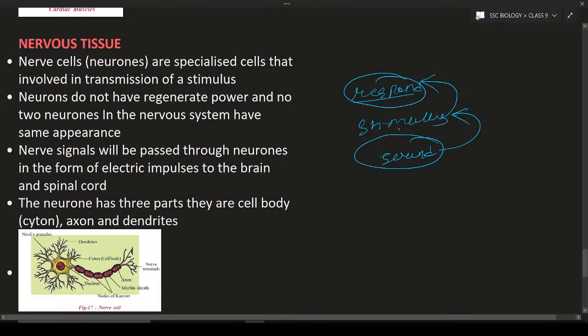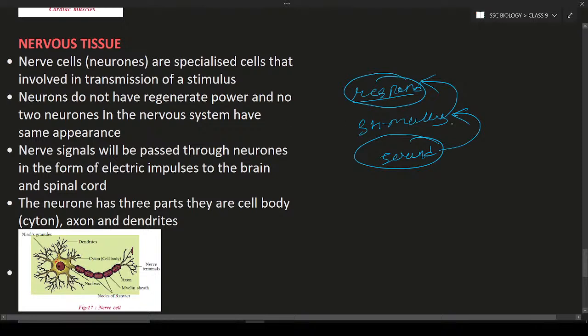For example, if you beat someone, that is a stimulus, and how the person reacts is known as the response. If an ant bites you, that is a stimulus, and how you react to the ant bite is the response. If you think like this, you will get a lot of examples of stimulus and response.